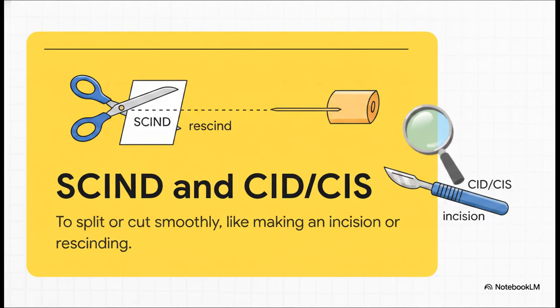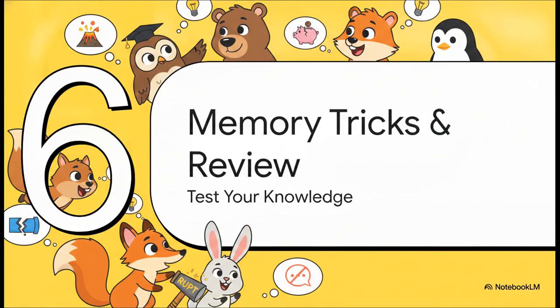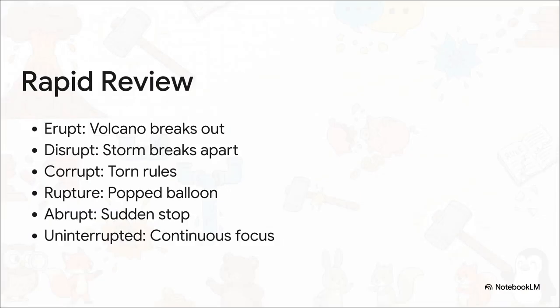So just to recap, rupt is for smashing and bursting, fract is for shattering into pieces, and CIS is for clean, smooth cutting. Section 6. Memory Tricks and Rapid Review. Test your knowledge. Okay, let's bring our animal students back for a rapid-fire review to completely cement these memory tricks. Let's lock this in together. Erupt, the volcano breaks out. Disrupt, the storm breaks apart your plans. Corrupt, the rulebook is torn up and morally broken.